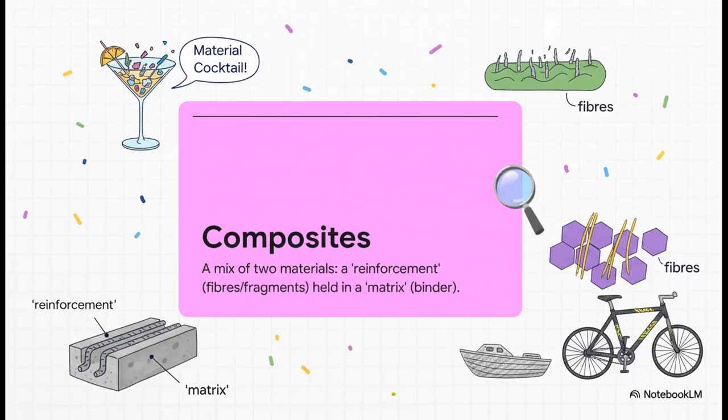And finally, we've got composites. You can think of these as material cocktails. They're made from two or more different substances that are combined to create a brand new material with better properties. You have a reinforcement, like fibers, stuck inside a matrix that holds it all together. The classic example is reinforced concrete. The steel bars are the reinforcement and the concrete is the matrix holding them.